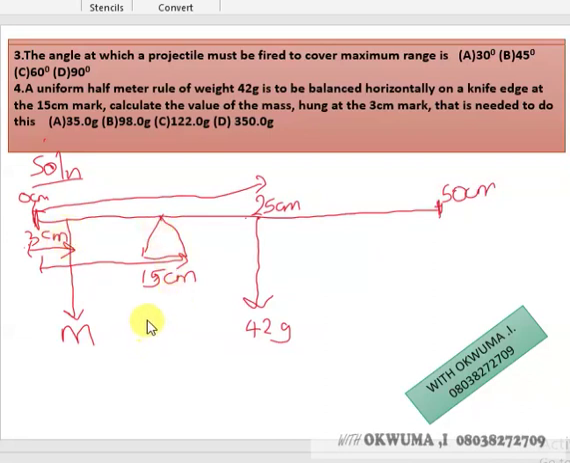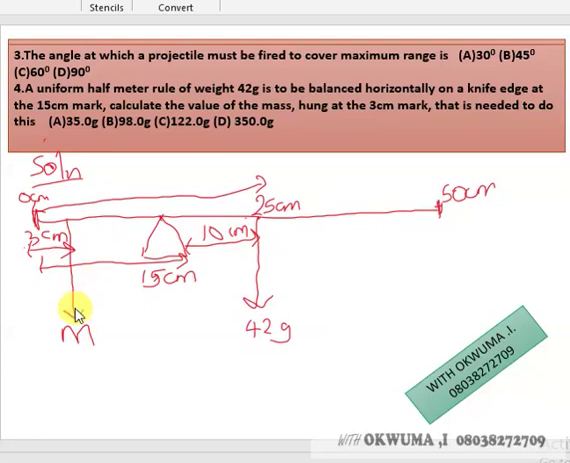Now remember, for moment of a force, sum of the clockwise moments will be equal to the sum of the anti-clockwise moments. And when you talk about moment, you talk about the product of the force times the perpendicular distance to the line of action, that is the pivot. Now let's see what is the distance from here to here. From the knife edge to the center, that will give us 25 minus 15. So here we are going to have 10 centimeter.